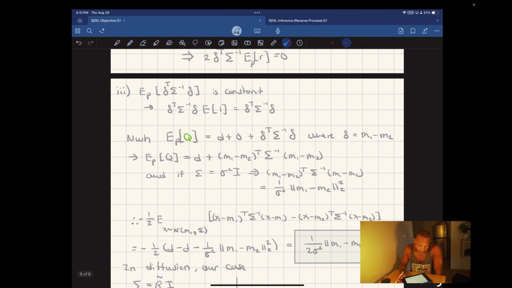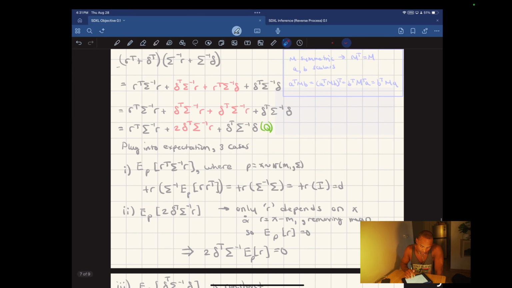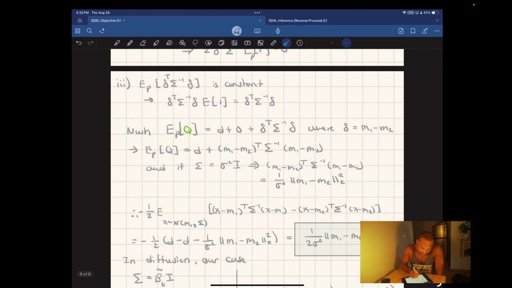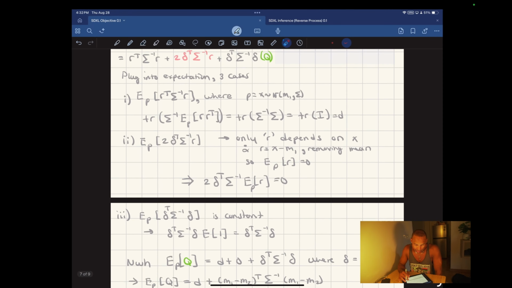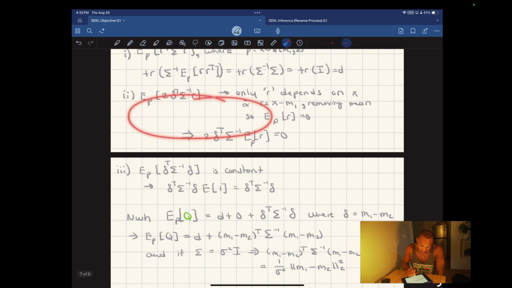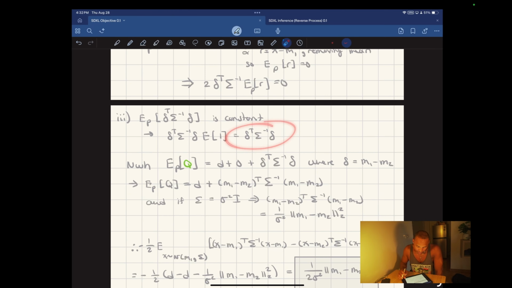So the third expectation under P, none of these on the inside depend on X. So we move them all to the outside and we have 1. The expectation of 1 is 1. So now we're just left with these constants. So this turns to D, this is 0, and this, the third one, gives us these constants.